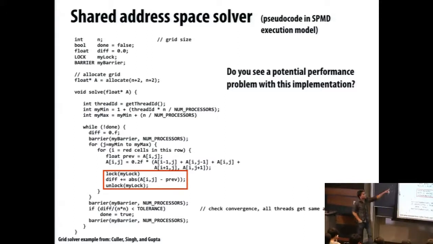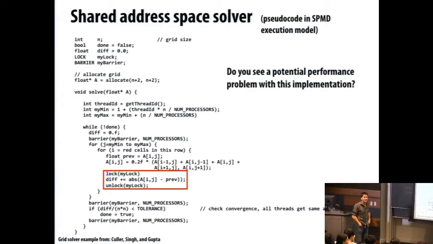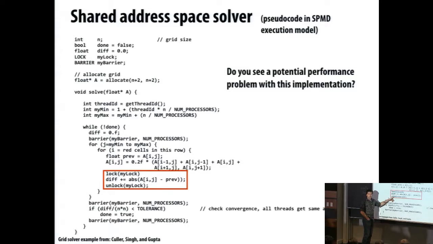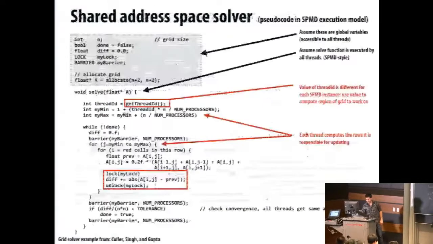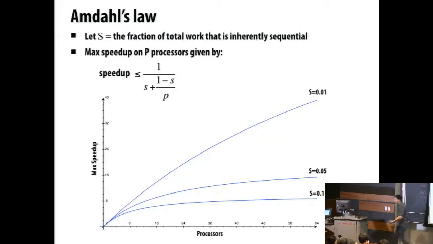So here's an interesting question. Does anybody see a potential performance problem with my implementation? While trying to update diff, one thread will prevent all the other threads going forward. They will all wait. All the other threads, right? So you can think about this section of code. However long it takes to take the lock, to do the update, and read out to memory, this is essentially sequential code, right? And so if I go back to my graph, that lock is actually making S bigger, right?